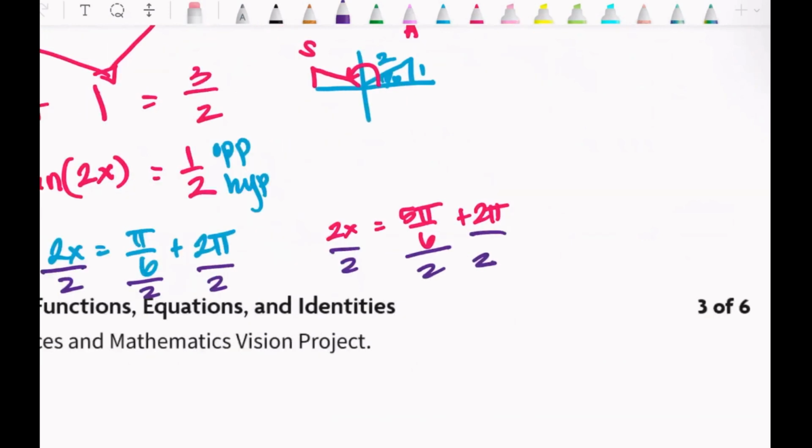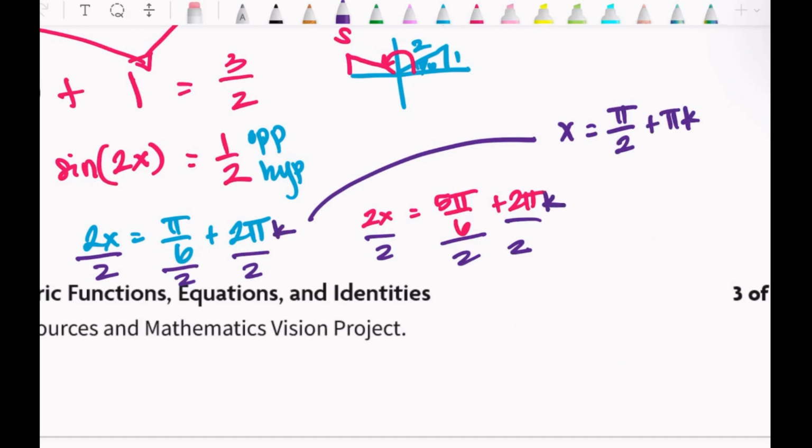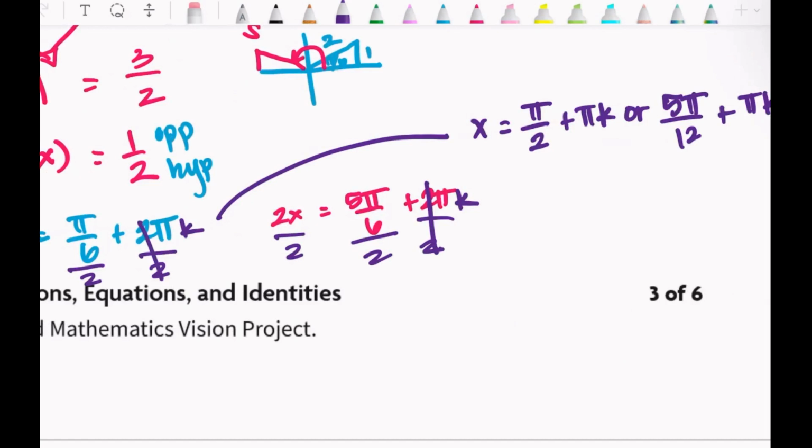So here goes my answer. This is x equals pi over 12 plus pi k. Oops, I forgot my k's over here, guys. And then this guy is going to be, or, 5 pi over 12 plus pi k. So did you see how those 2's divide out? That's what I was seeing. So there go my answers.